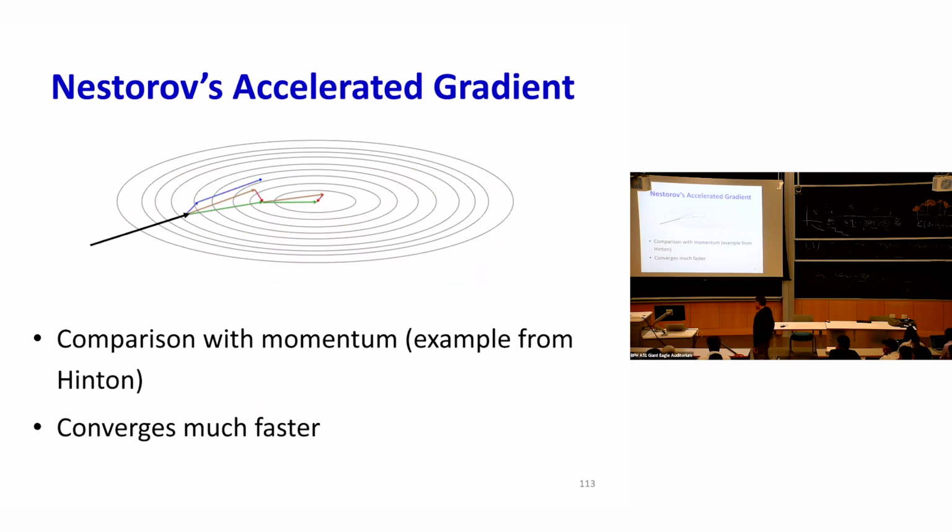Here's a picture from Hinton. For example, if this were your last step, if you're doing a momentum update, this would be the gradient, and then you're doing a scaled version of this step. Whereas if you were doing Nesterov's, you do a scaled version of that step and take the step down. And as you can see, Nesterov's gets to the solution much, much faster. It's provably more optimal under some conditions.